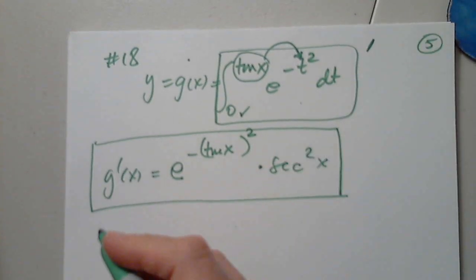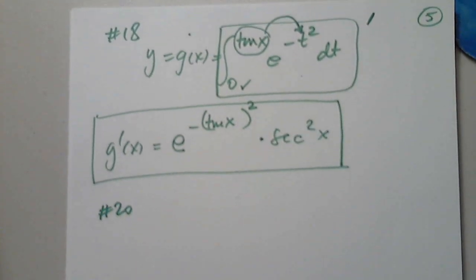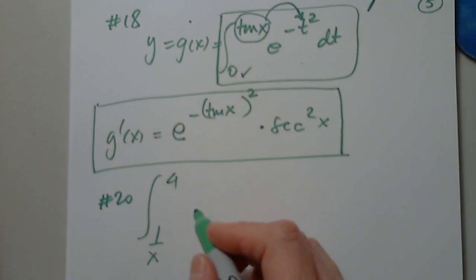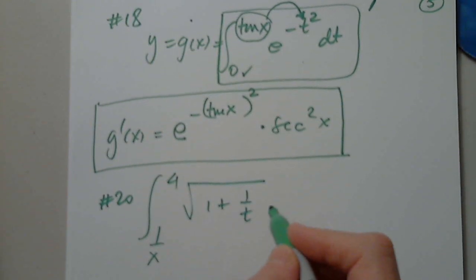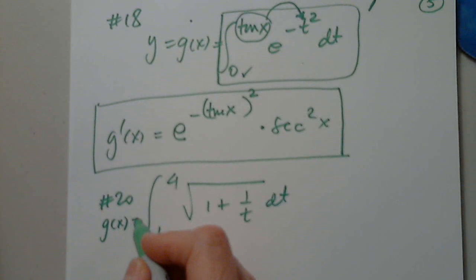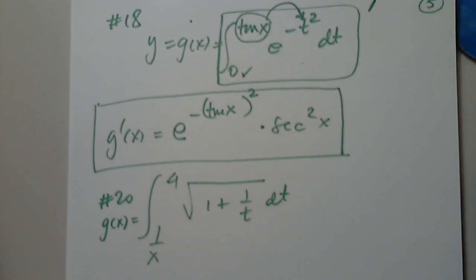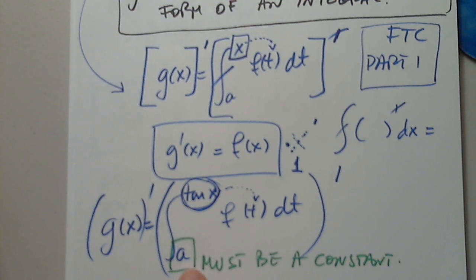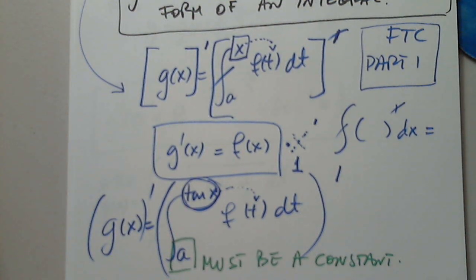20. Okay, so let's look at 20. Let me copy it. So the integral from 1 over x to 4 of the square root of 1 plus 1 over t dt. And this is g of x, or y, same thing. Well, I do have an issue here. The requirement is that the lower limit must be a constant, any number, I don't care what it is. It's not coming into play anywhere, any number.